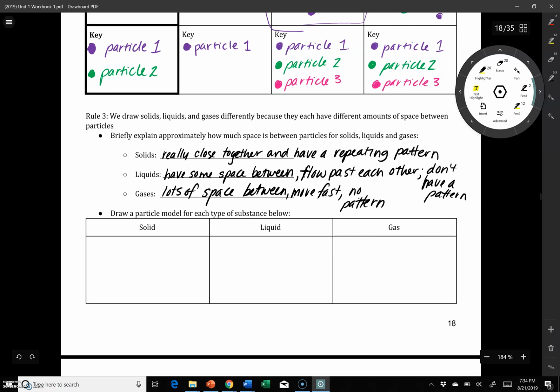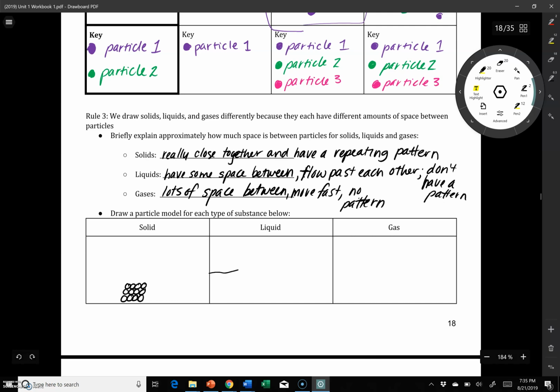So we're going to draw each one of these. So solids are really close together. So I draw them touching. Now really close together doesn't mean that they are not moving. They can be moving, but they don't move around. They vibrate in place. It's kind of like when you sit in a chair, you're sitting in one place, but you don't sit completely still. You fidget, you shift, you adjust, you cross your legs differently, you turn around in your seat and then turn back. Solids are like that. They stay in one placement, but they move around a little bit in that place, vibrate.